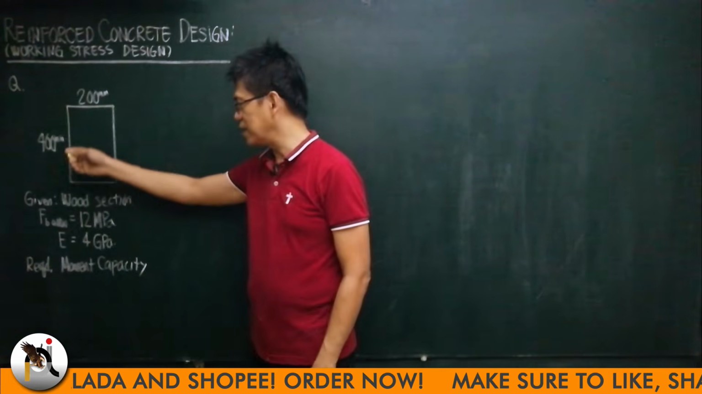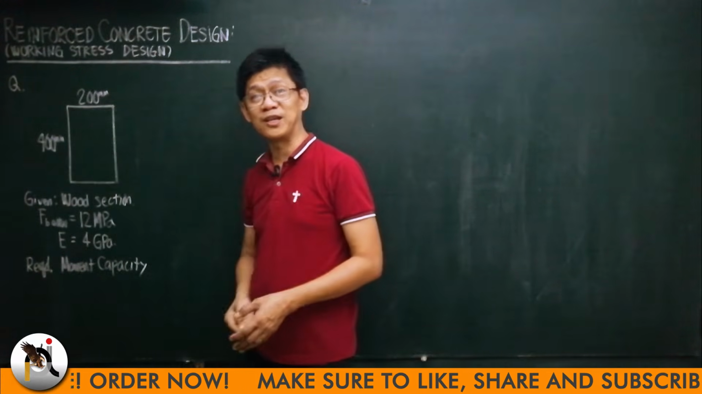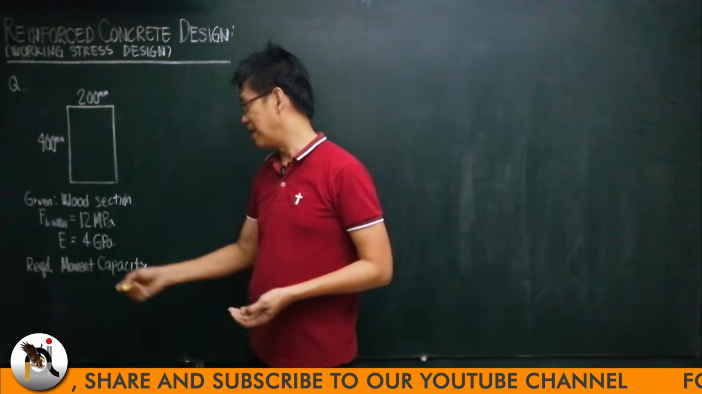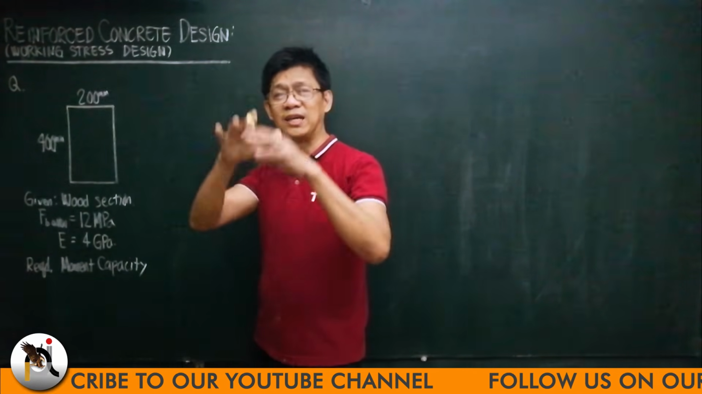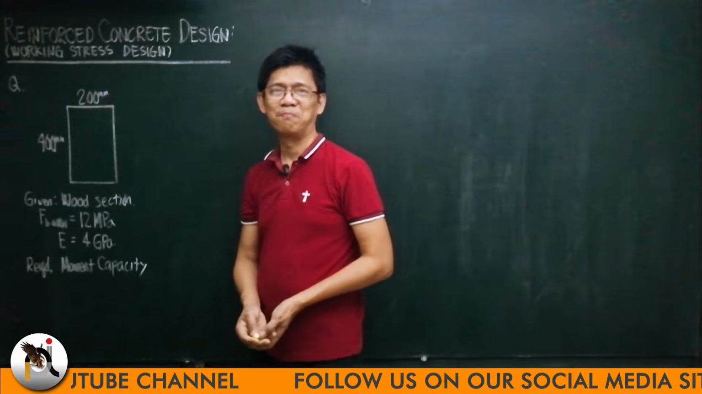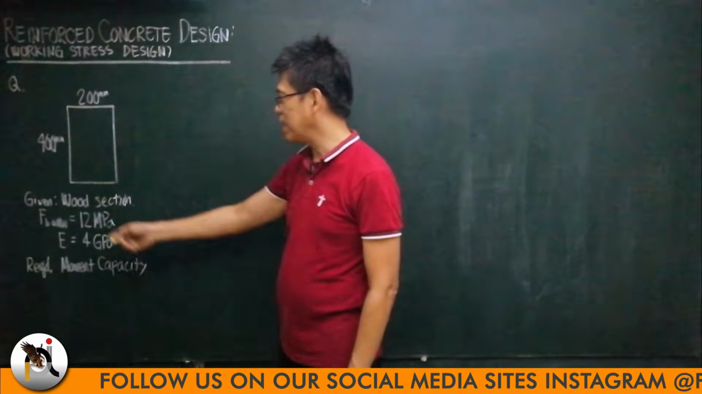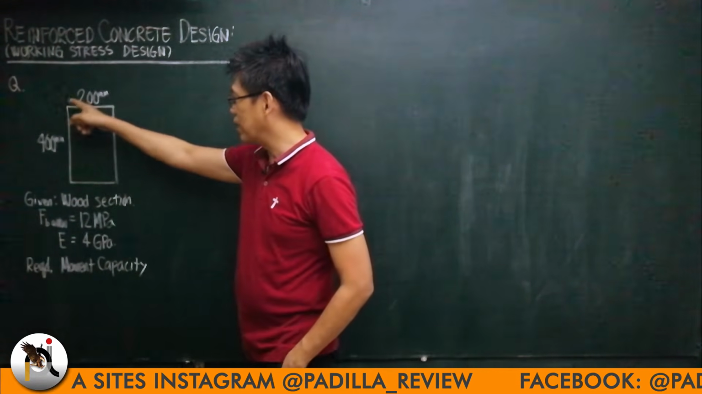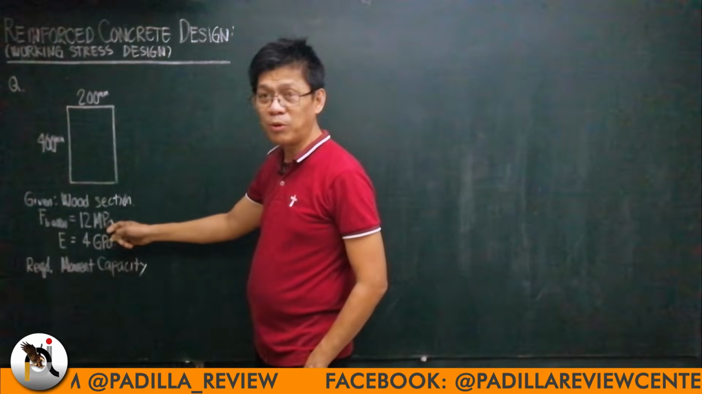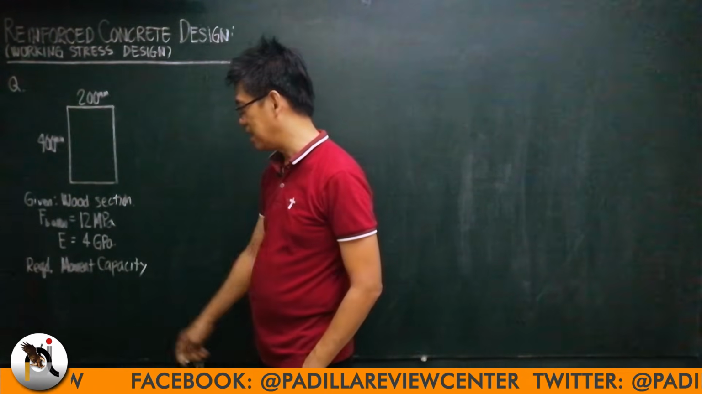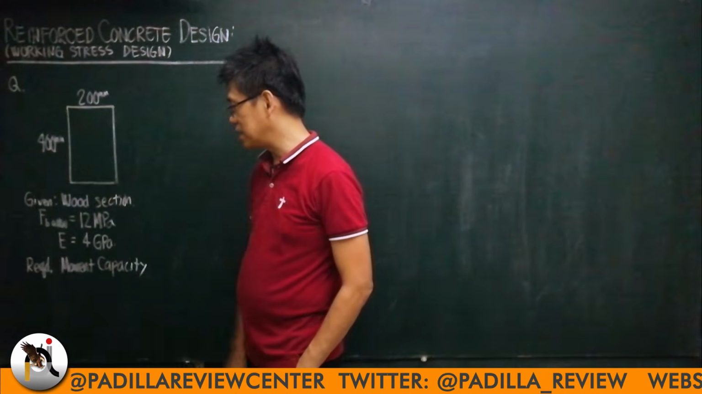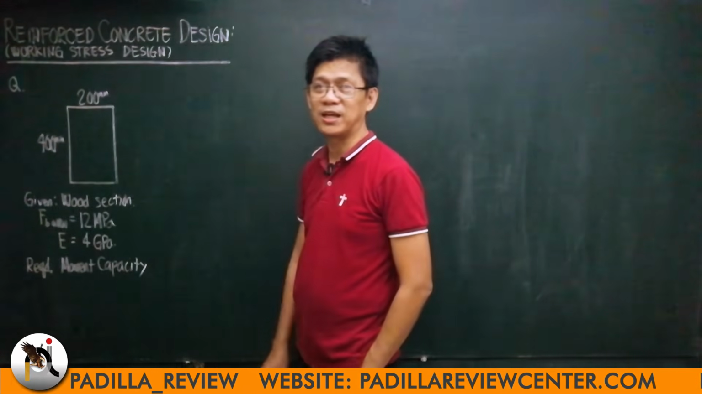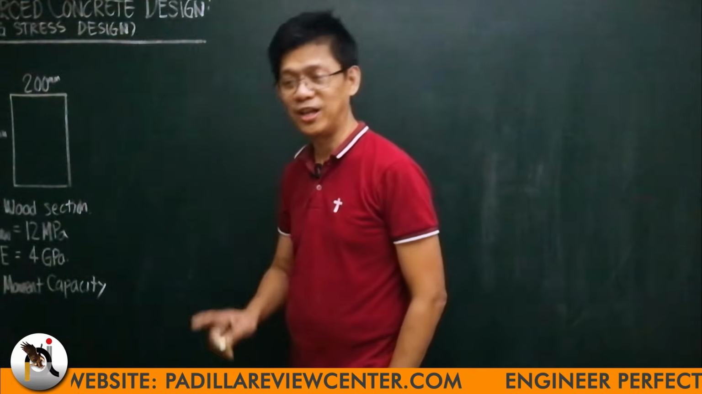For example, I have here a wood section. The only difference between concrete and wood is the strength parameters, but basically the design concept will be the same. Okay? Now, for example, I have here a wood section assumed to be prismatic and homogeneous, 200 by 400. The allowable bending stress is 12 megapascal, and E, the modulus of elasticity, is 4 gigapascal. We are asked here to find the moment capacity of the section. So, let us solve it.